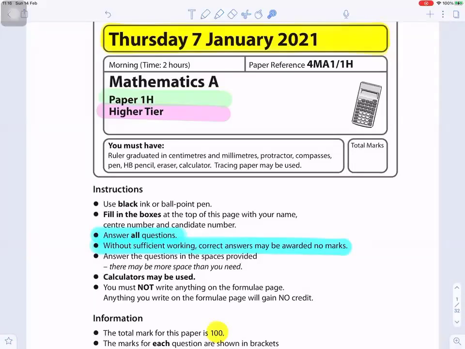Mathematics A, Paper 1, Higher Tier. Thursday, 7 January 2021. Answer all questions. Without sufficient working, correct answers may be awarded no marks. The total mark for this paper is 100.